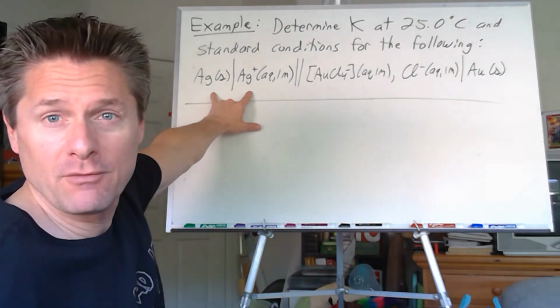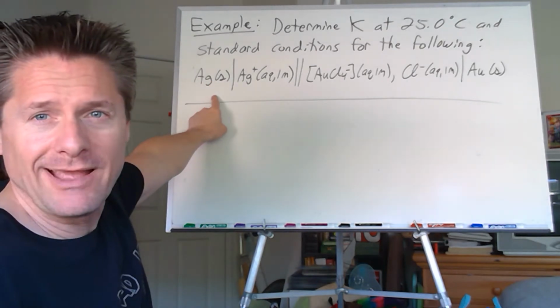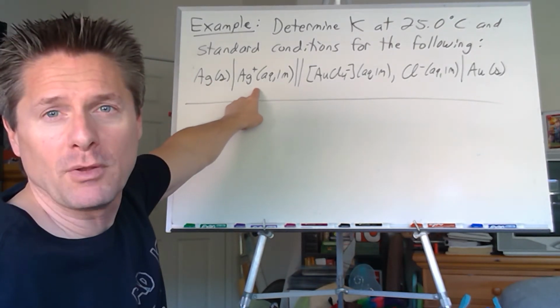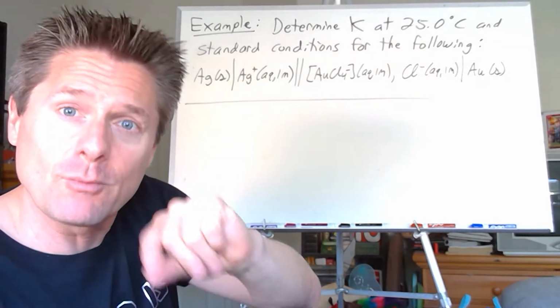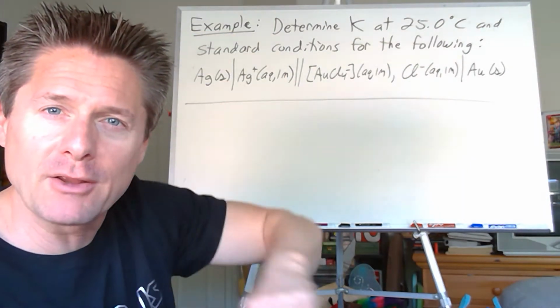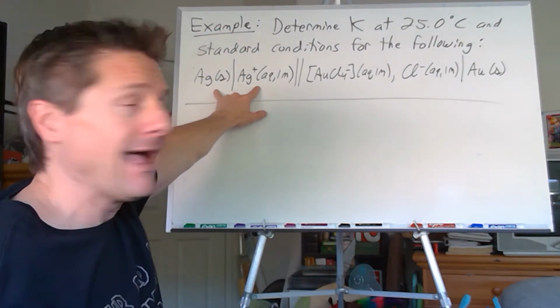Obviously, we always do the anode first, the oxidation. So this should be an easy one. You got silver solid going to silver +1. So the silver could actually be the electrode. We can bend that over a beaker and put an alligator clip on it. So that's that one, standard conditions.